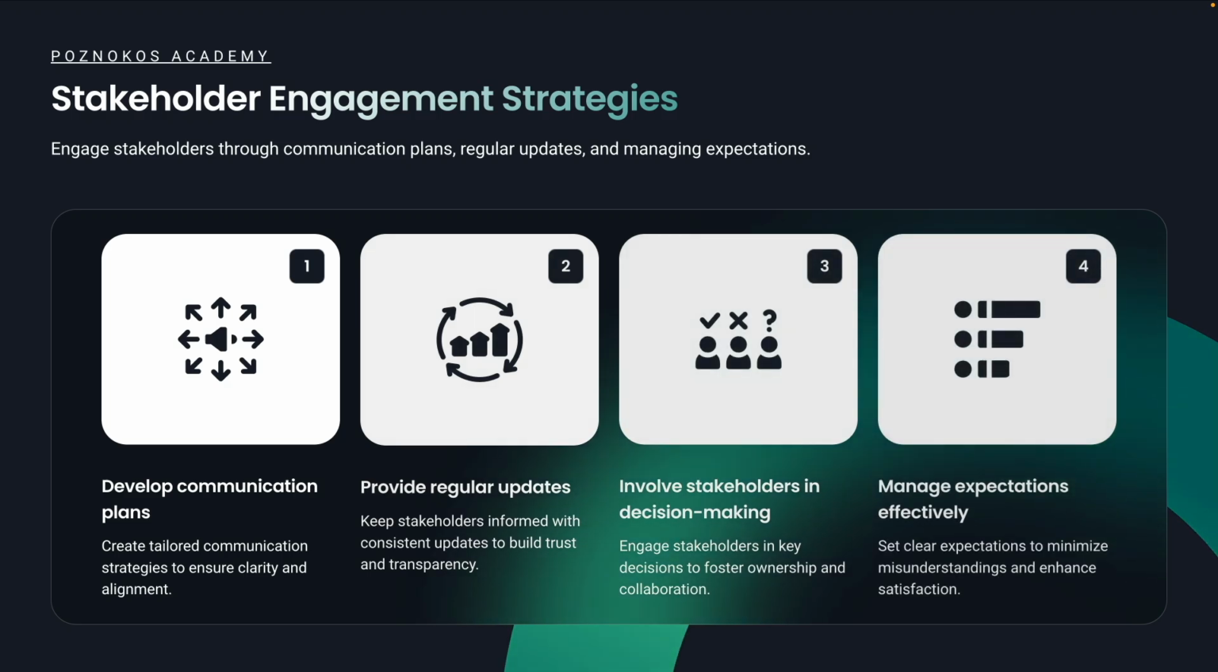So we have several stakeholder engagement strategies. First of all, develop a detailed communication plan, then provide regular updates, involve stakeholders in decision making, and manage expectations effectively. And here it reminds me of the types of communication actually. Like pull, push, and interactive.